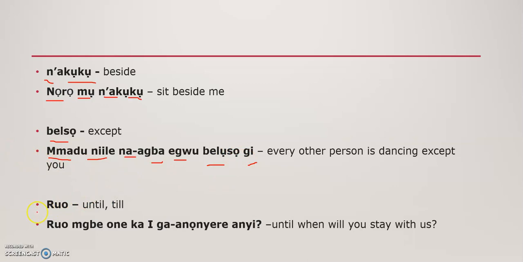The next one we have is ruo, which is until or till. Ruo mgbe one ka ị ga-anọnyere anyị. Until when will you stay with us?